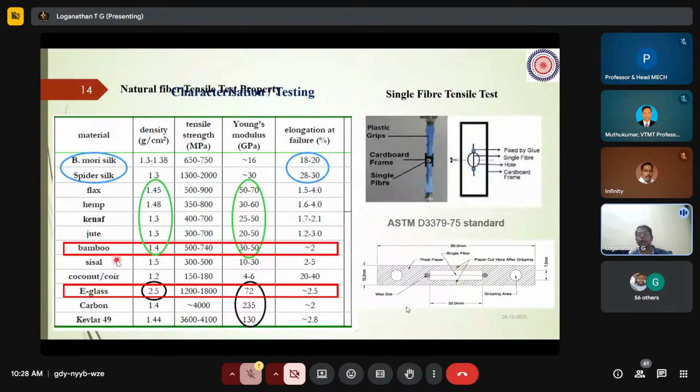And on the right hand side of that, you are having some of the tests which you are able to do to measure the strength of the fibers.